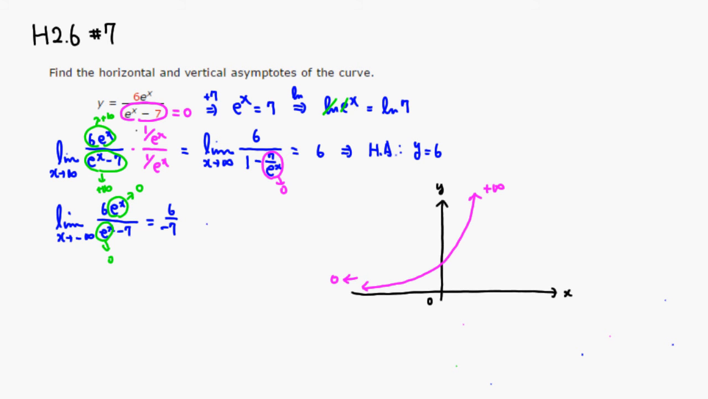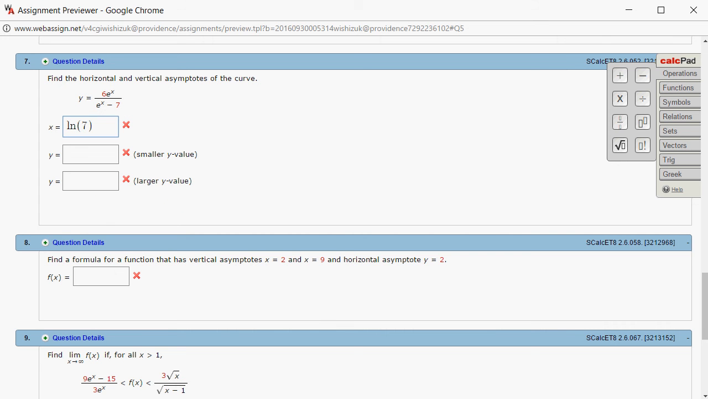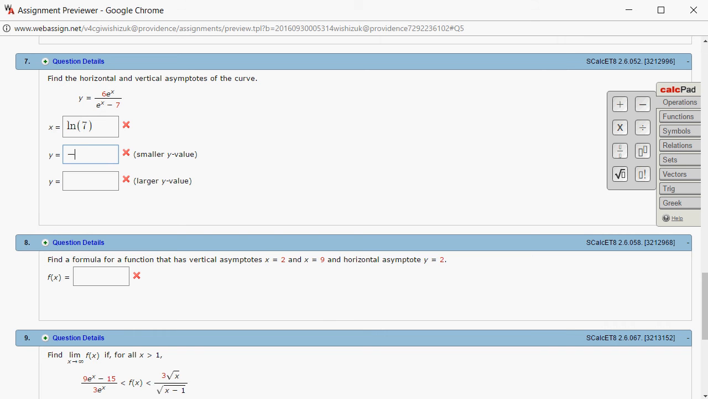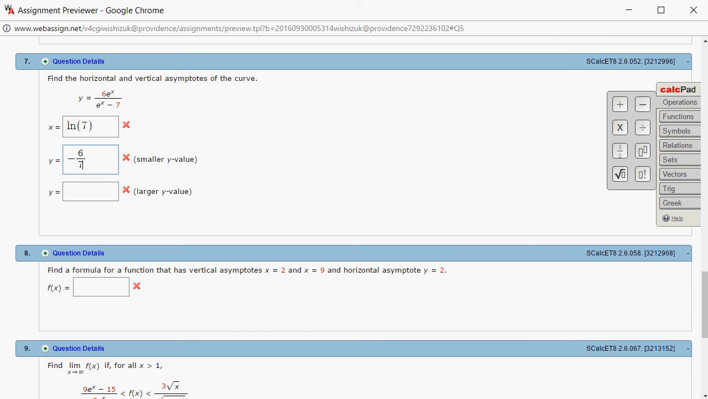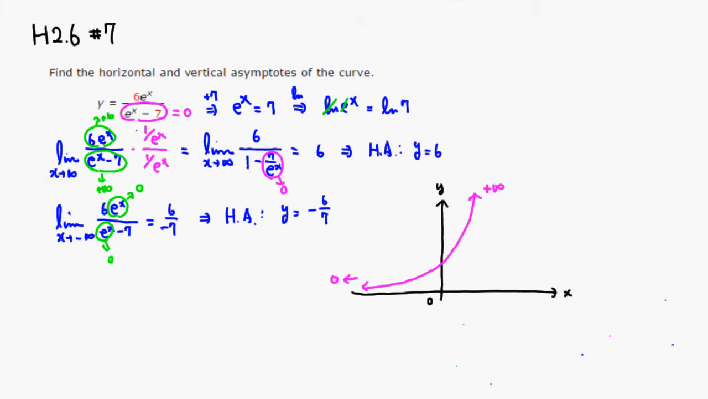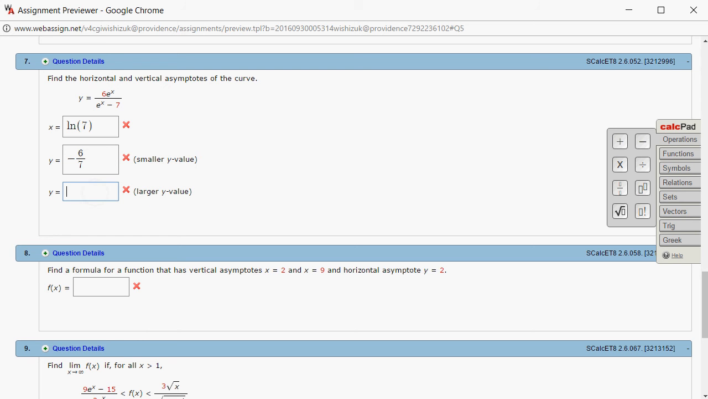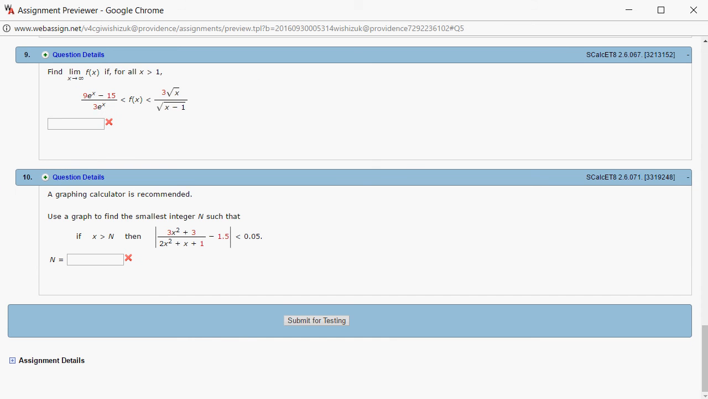This tells you that we have another horizontal asymptote, which is y equals negative 6 over 7. Let's type it in. The smaller value is negative 6 over 7, and the other value was 6. Let's check the answer.